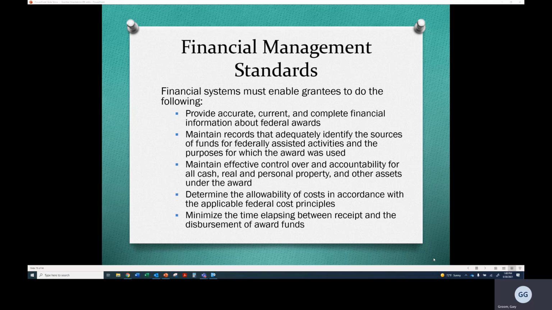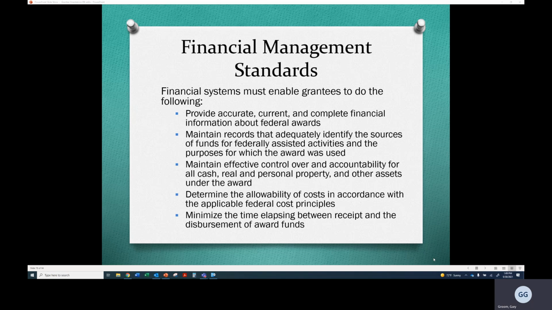Accounting records must be supported by source documentation, such as invoices, receipts and canceled checks, paid bills, payrolls, and time and attendance records. Credit card statements are not sufficient as source documentation. Financial systems must provide for effective control over and accountability for all cash, real and personal property, and other assets under the award, and ensure that they are used only for authorized purposes.